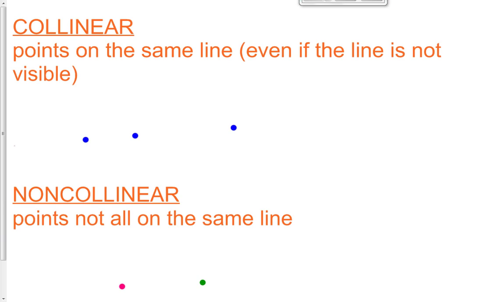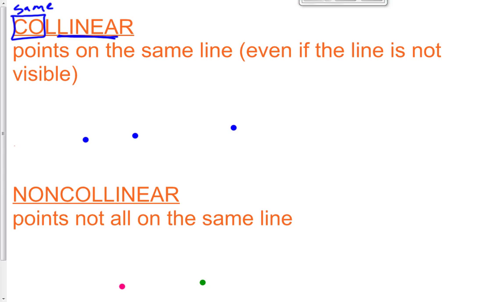Collinear. Co right here means the word same. Like co-captain is two captains that have the same role. Co-pilot are two pilots that do the same job. Collinear means same. So same line. That's what collinear means. It's points that lie on the same line, even if the line is not visible.